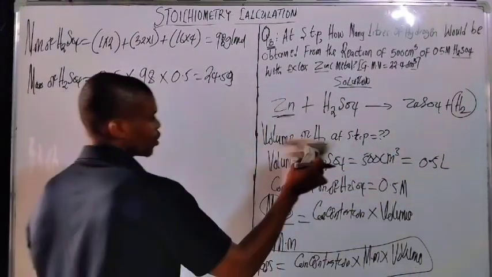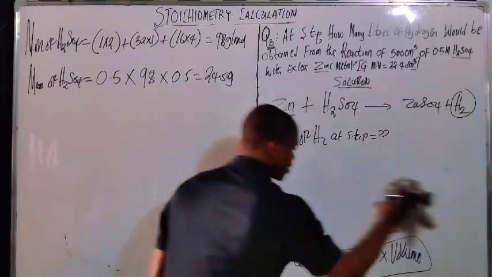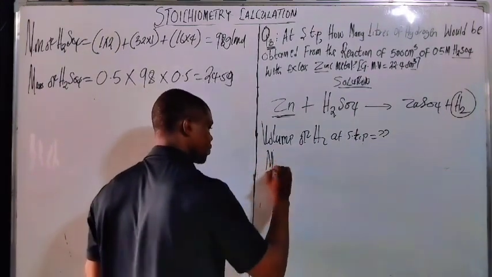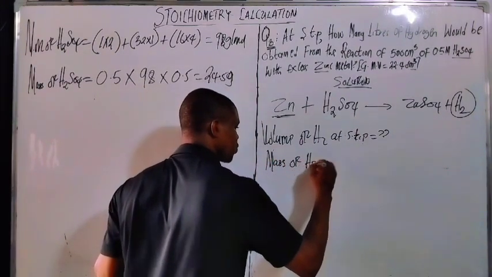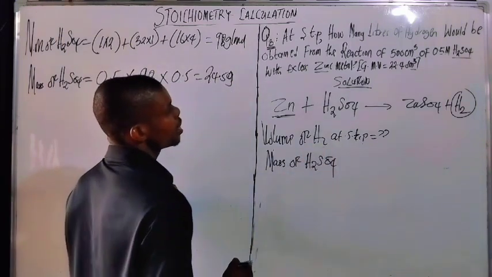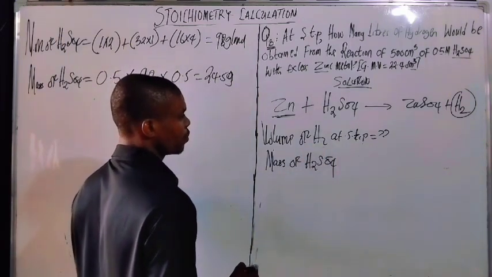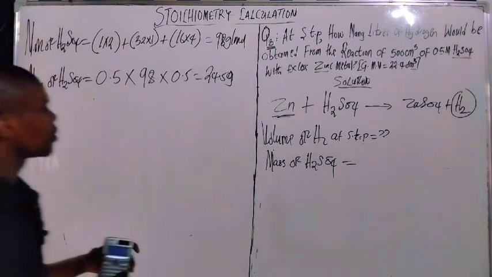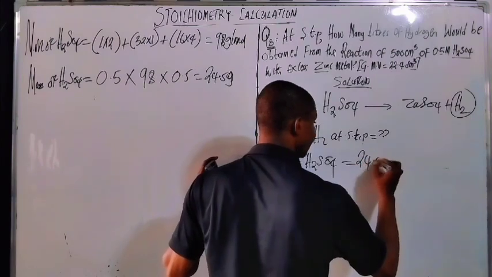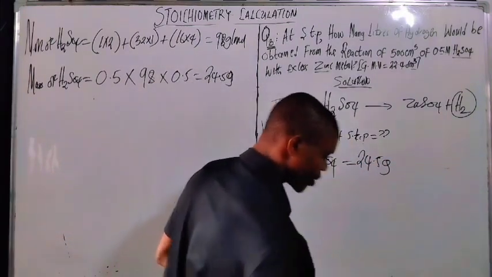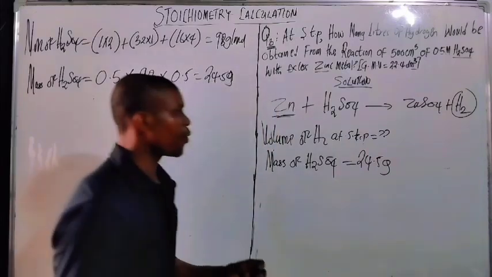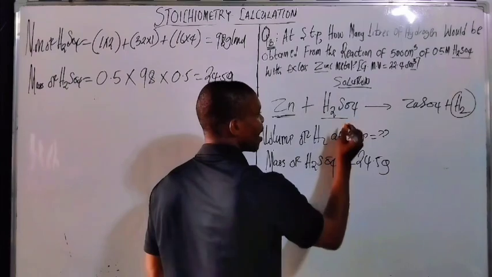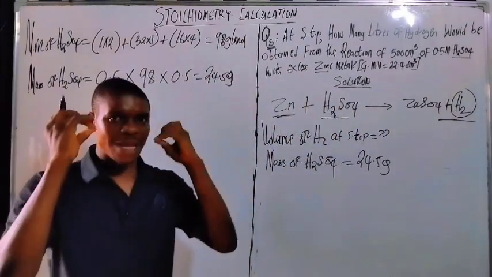So I'm going to wipe the board and wipe this place out. Mass of H2SO4 is equal to 24.5 gram. That is it. Hope you understand. Now, for us not to waste our time, our focus is going to be this one and this one here. That's what our focus is going to be now.